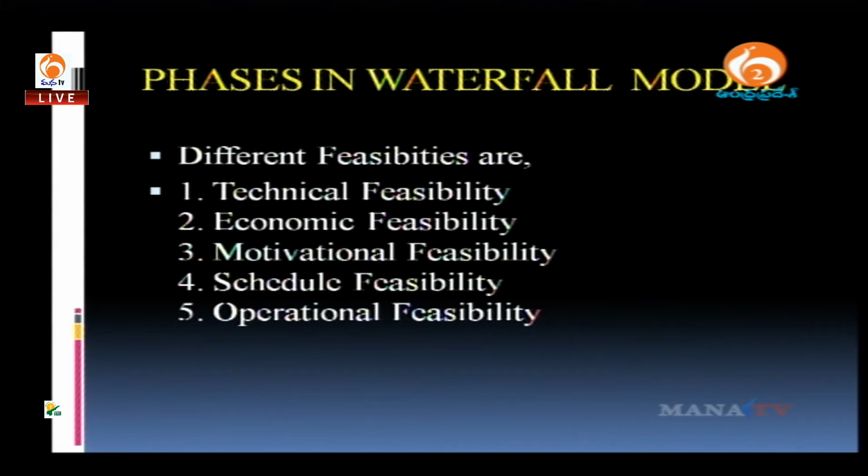Okay. Next, the second one is economic feasibility. It is also very important. Economic analysis is the most frequently used technique for evaluating the effectiveness of a proposed system or software, more commonly known as cost and benefit analysis. The procedure is to determine the benefits and savings that are expected from a proposed system and compare them with the costs.